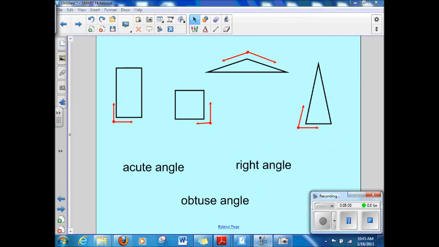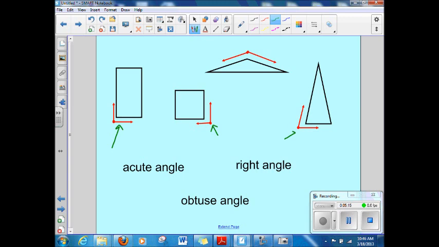On this screen now, we're going to tell what kind of angle each figure has, and it's been indicated with these angle marks, these two rays which make an angle here, which angle they'd like us to identify as being either an acute angle, a right angle, or an obtuse angle. Well, let's look at that first figure, the rectangle. That's this one over here, of course.